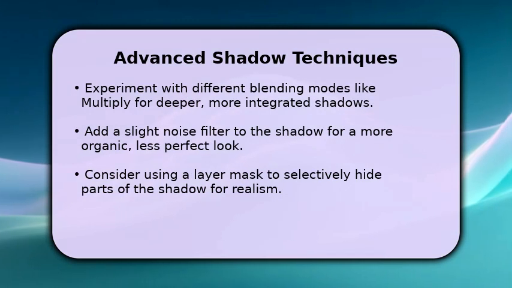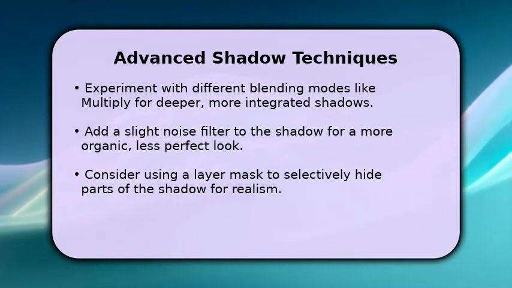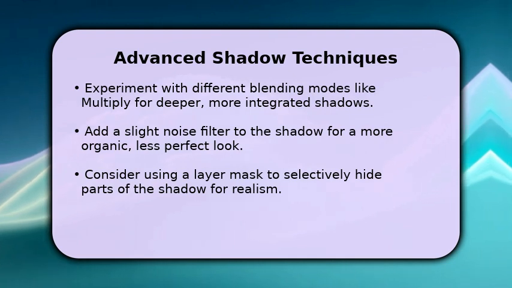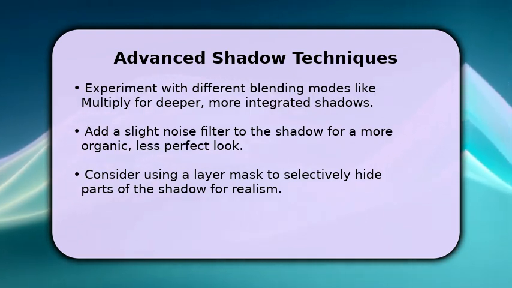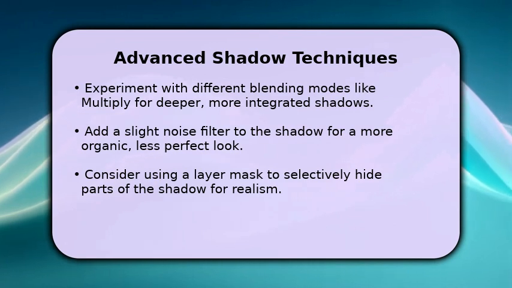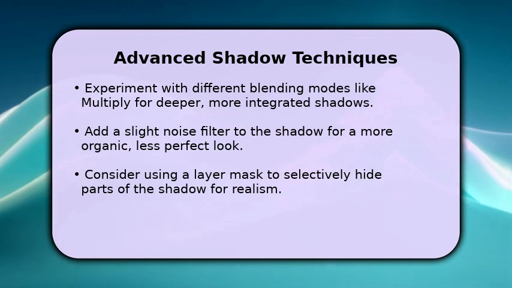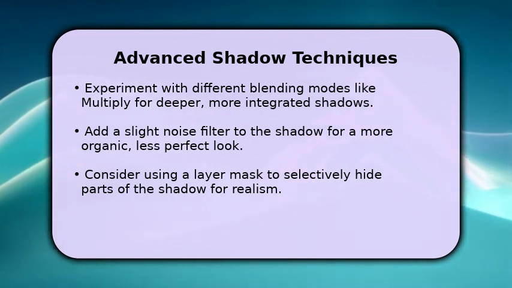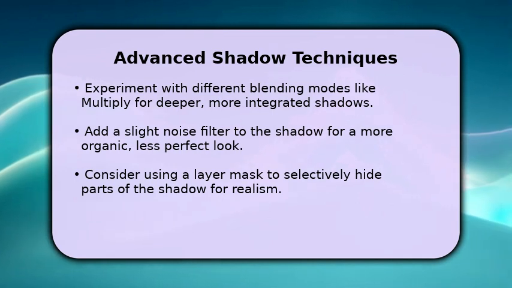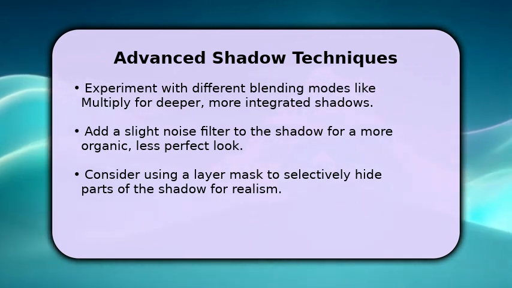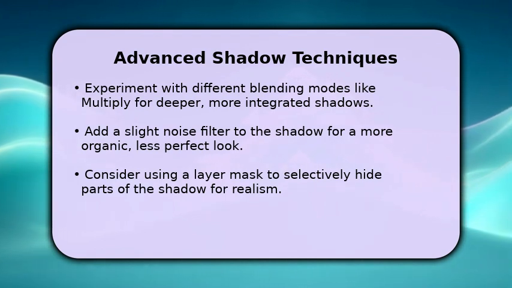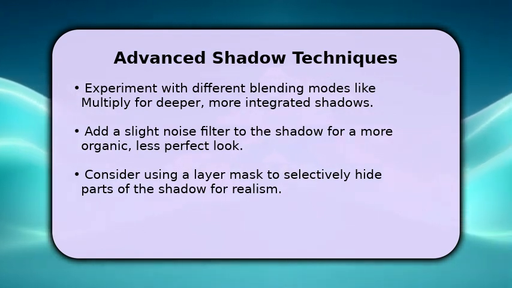For an even more polished shadow, try some advanced techniques. Change the shadow layer's blending mode to multiply. This often creates a richer, more integrated shadow effect. You can also add a subtle noise filter to the shadow layer, perhaps 1 or 2%, to give it a more organic, less digital appearance. Lastly, consider adding a layer mask to your shadow. This allows you to selectively hide parts, making the shadow interact more realistically with its surroundings.